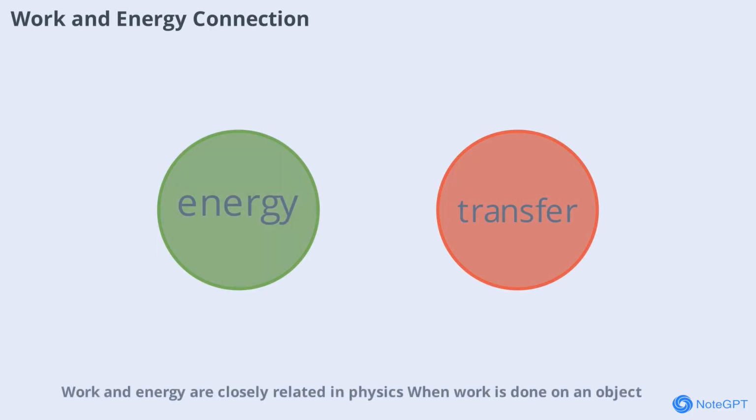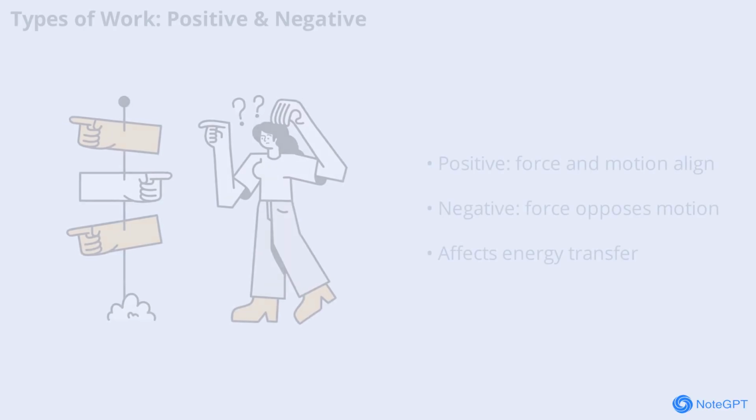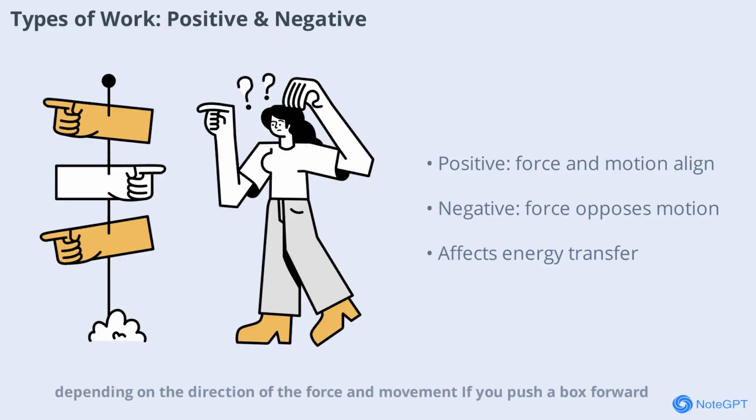Work and energy are closely related in physics. When work is done on an object, energy is transferred to or from that object. For example, lifting a book increases its potential energy, while pushing a sled transfers kinetic energy. This relationship helps us understand how forces change the energy of objects and systems, forming the basis for much of classical physics.